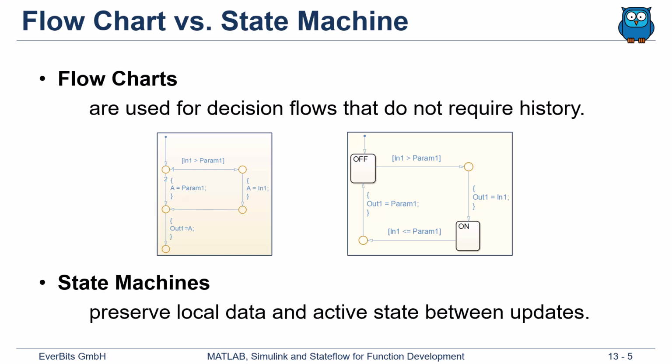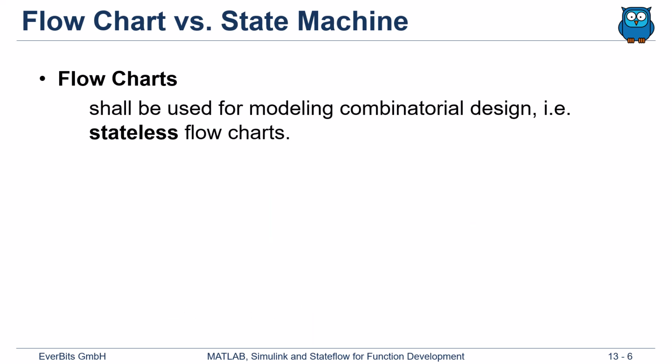And here you see yet another object. So we have the transitions, we have the junctions, and now we have this state objects. We will discuss it in the next chapter. But for now, it is sufficient to understand that the flowcharts are stateless systems.